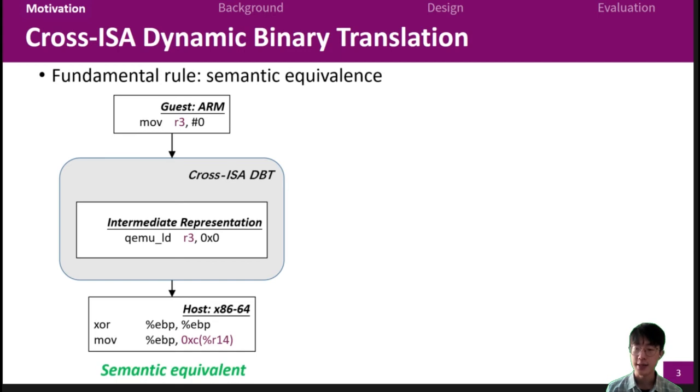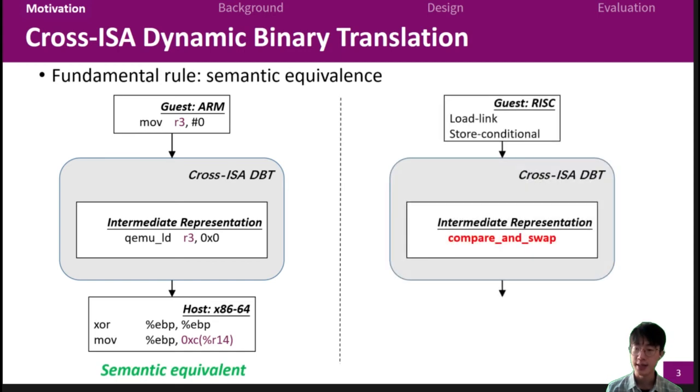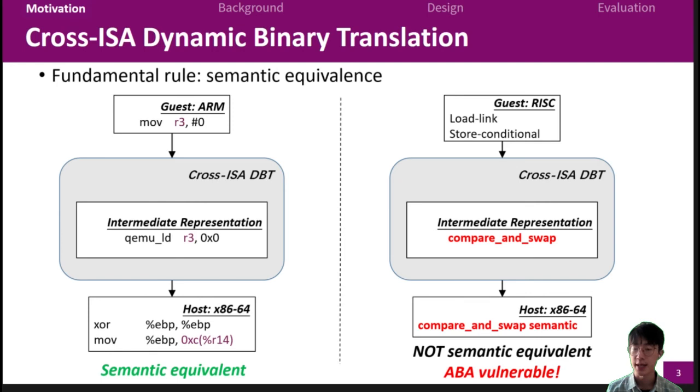However, in the state-of-the-art DBT, we found that atomic instructions are not practically emulated. For instance, when the guest ISA is RISC, such as ARM, its atomic instruction, load-link and store-conditional, which we will talk about later, is translated into compare-and-swap semantics by the dynamic binary translator. According to our observation, compare-and-swap does not provide equivalent semantics to load-link and store-conditional, which may cause the emulated instructions to be vulnerable to ABA problems.